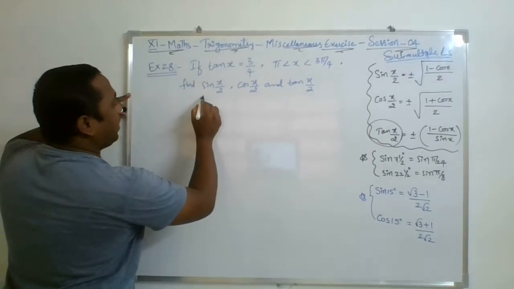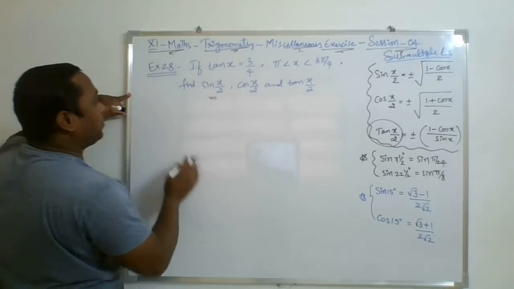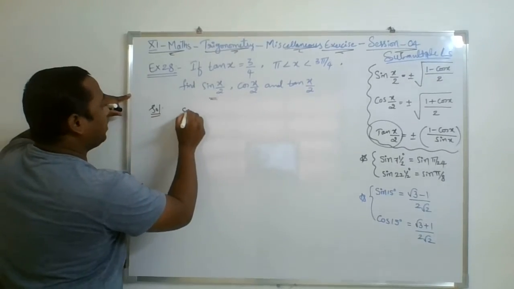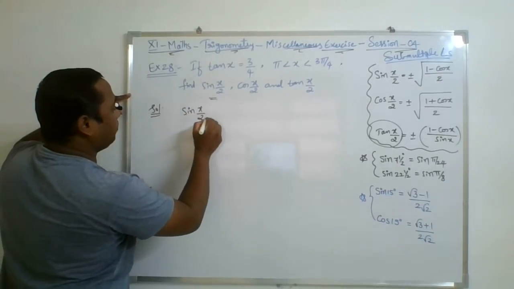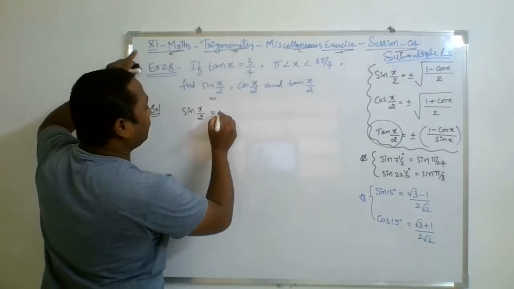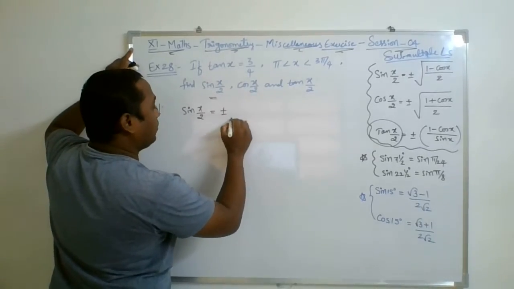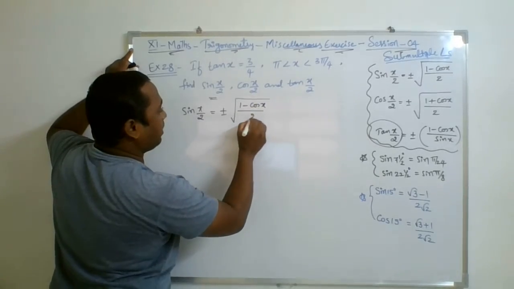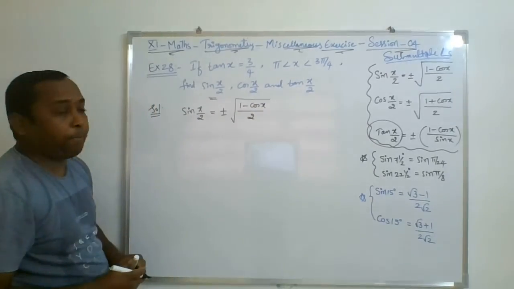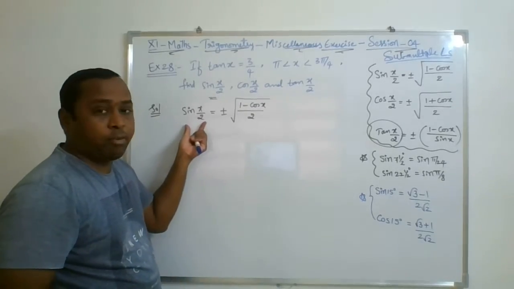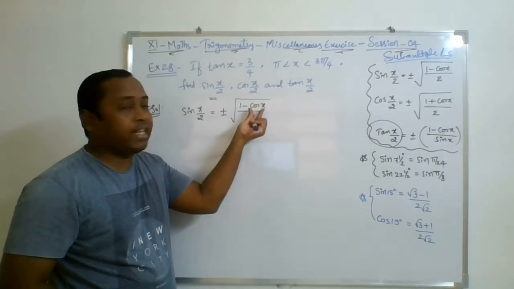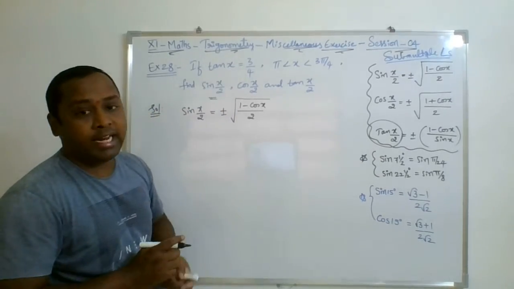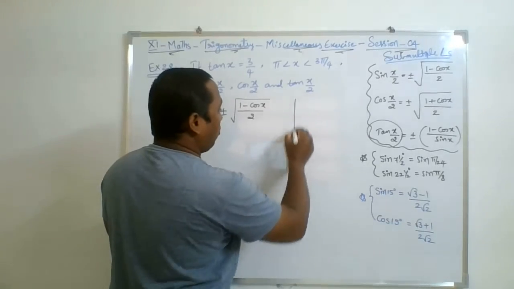First I am going to find sin x by 2. So what does the solution say? See, sin of x by 2 is equal to plus minus under root of (1 minus cos x) by 2. This is a formula. So to find sin x by 2, I require the cos x value. But in the question, we have the tan x value. So I am just solving for that value here.